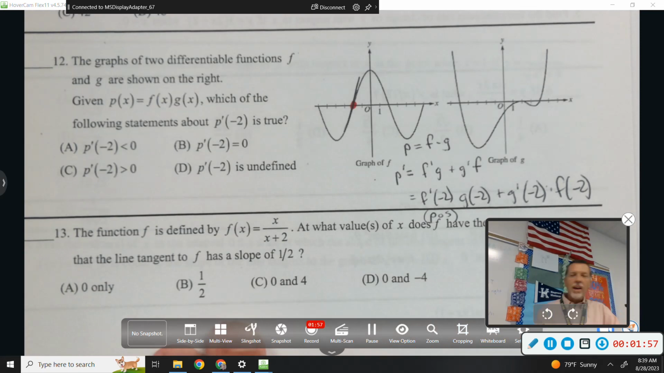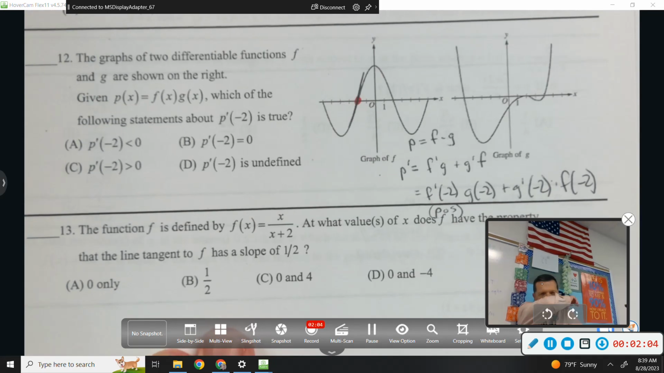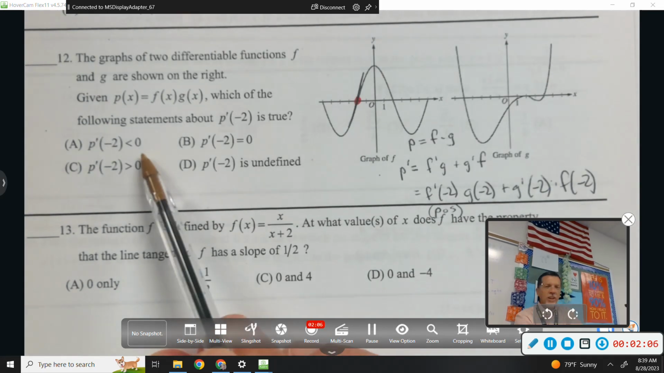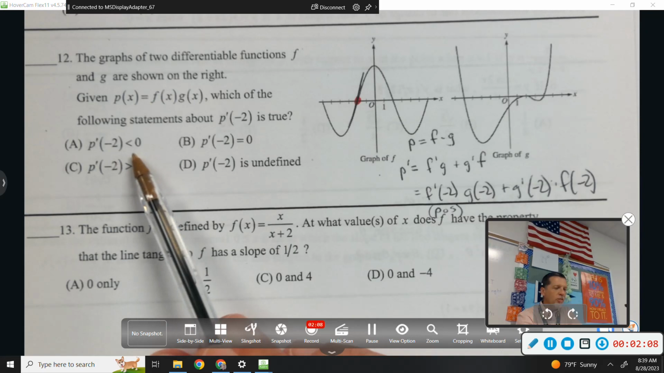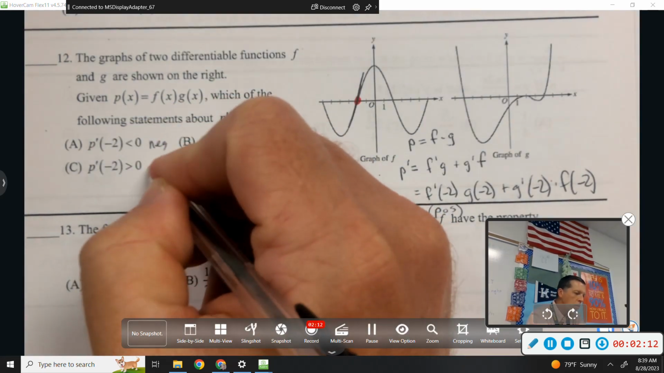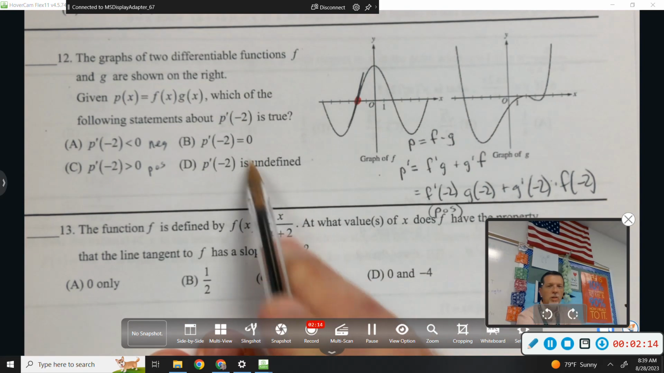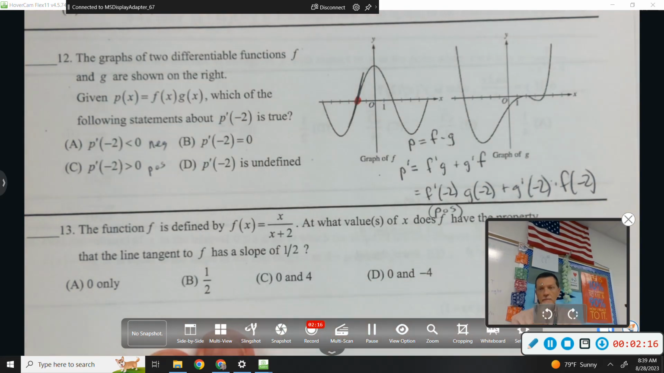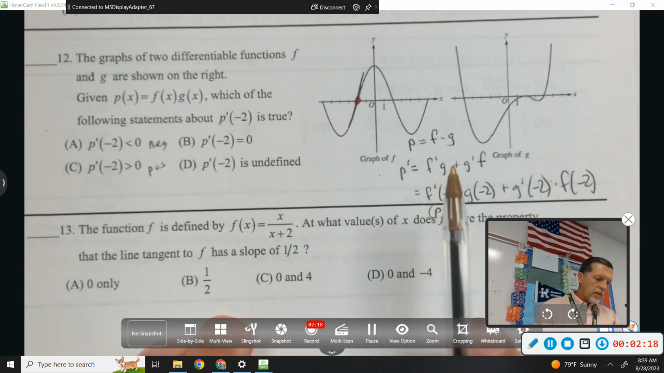I could try to guess it and maybe get an answer if I wanted to say it was 2 or 3. If you look at your answer choices, they kind of fit this mold. P prime is negative, P prime is positive, P prime is 0, or undefined. So f prime is positive.